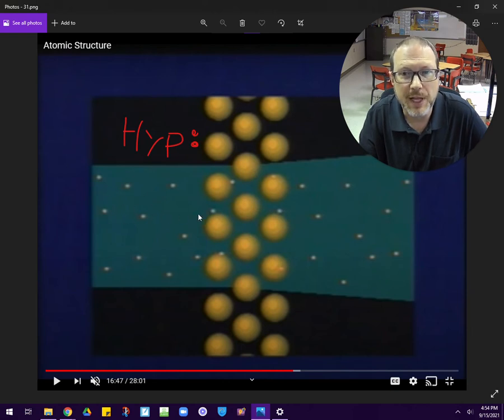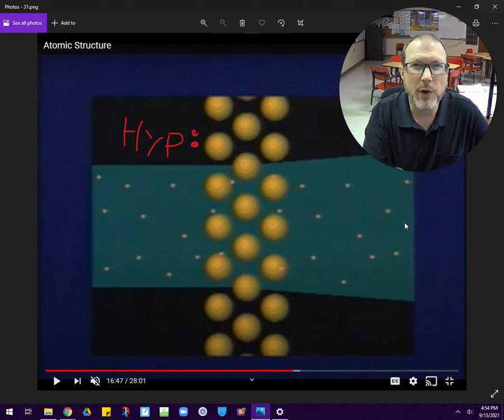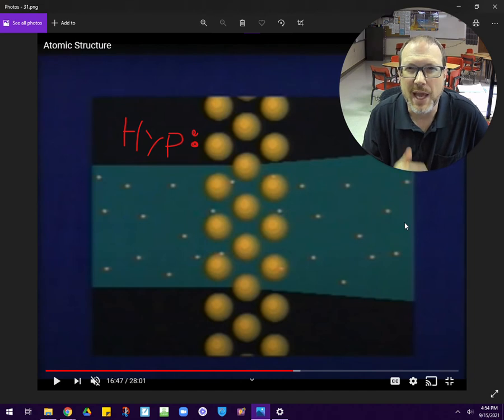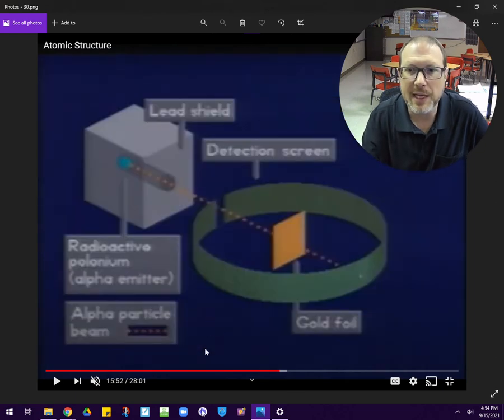particles that were going to fly through this sheet of these gold atoms would come out pretty much unscathed, pretty much unaffected by having all of those atoms right there. They would fly straight, and so what they would end up seeing is a whole lot of little spots directly across from that cannon.